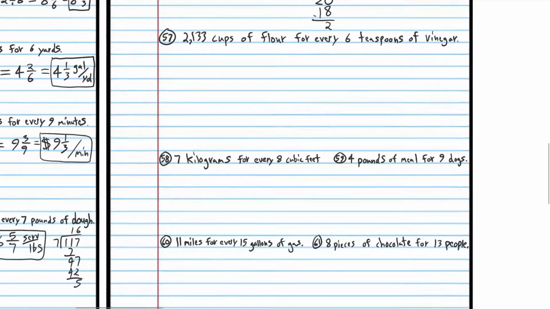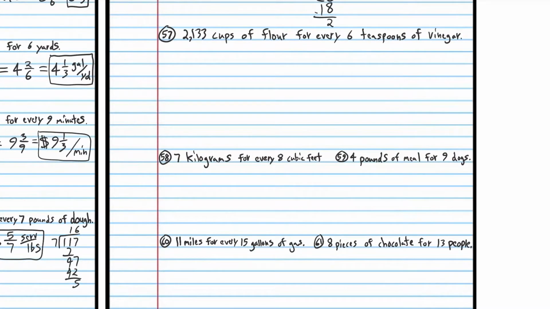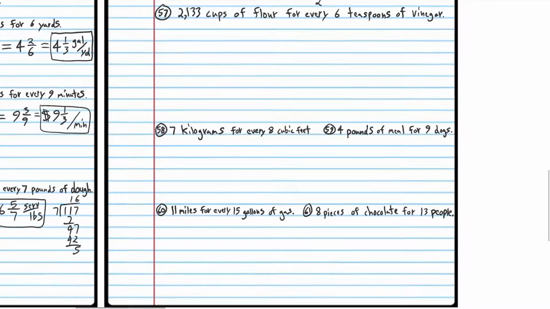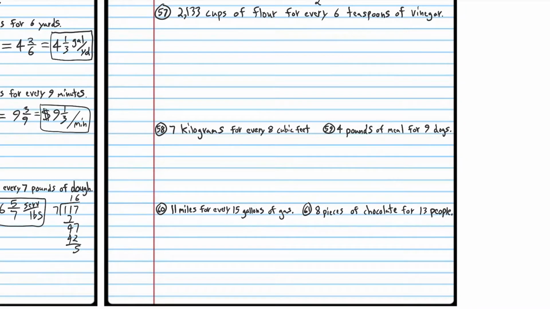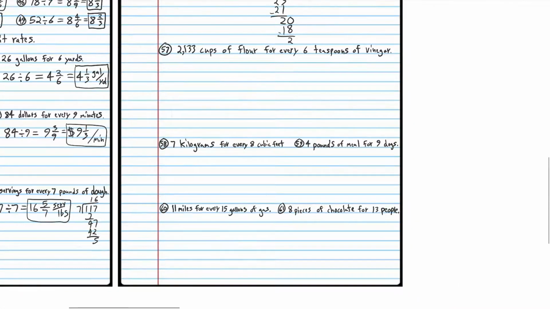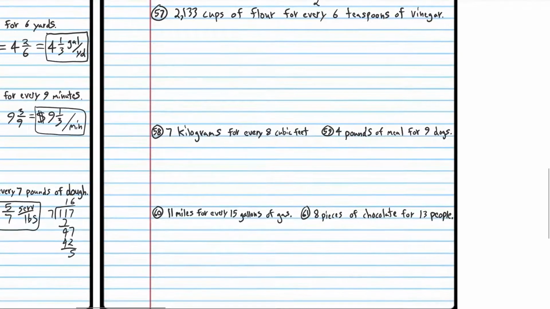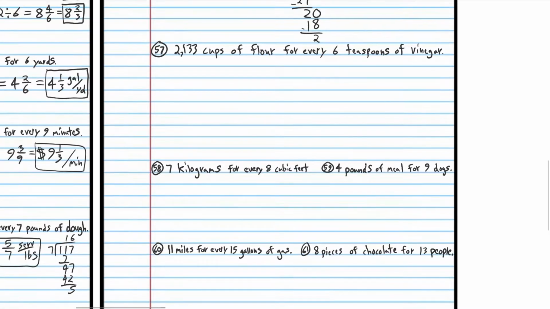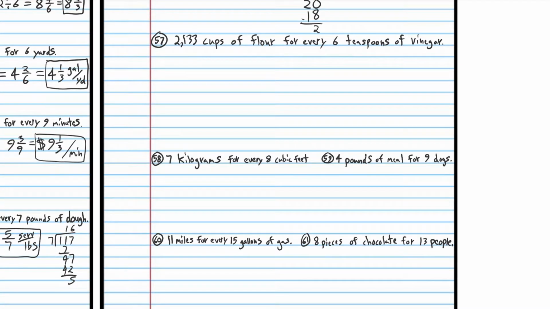All right, so we have 5 more problems here. So this is going to be a shorter than normal class. So we just have to get these 5 problems done, and then the video will be done and you can do your homework. So why don't you try number 57. Pause the video, and when you come back, we'll do it together.